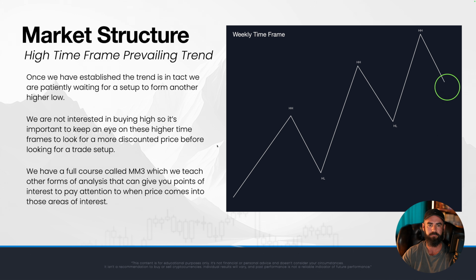So we can anticipate the price will be putting in a higher low while this trend is still intact. Once we've established the trend is intact, we are patiently waiting for a setup to form another higher low. We're not interested in buying high, so it's important to keep an eye on these higher time frames to look for more discounted price before looking for a trade setup. So we don't want to be buying all the way up here. We want to be seeing a significant pullback before we look to participate in the next move higher.